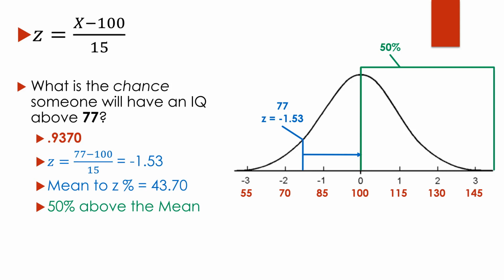So I've already got 50% I'm working with, the right half of the curve. If I've got 50% on the right half of the curve, and I have the percentage from 77 to the mean, then you would just add those two together, okay? And when you add those two together, you get a percentage of 93.70. But remember, the question asked for chance, so you have to convert it to a probability at the end. So you get 93.70, and then you convert it to 0.9370.